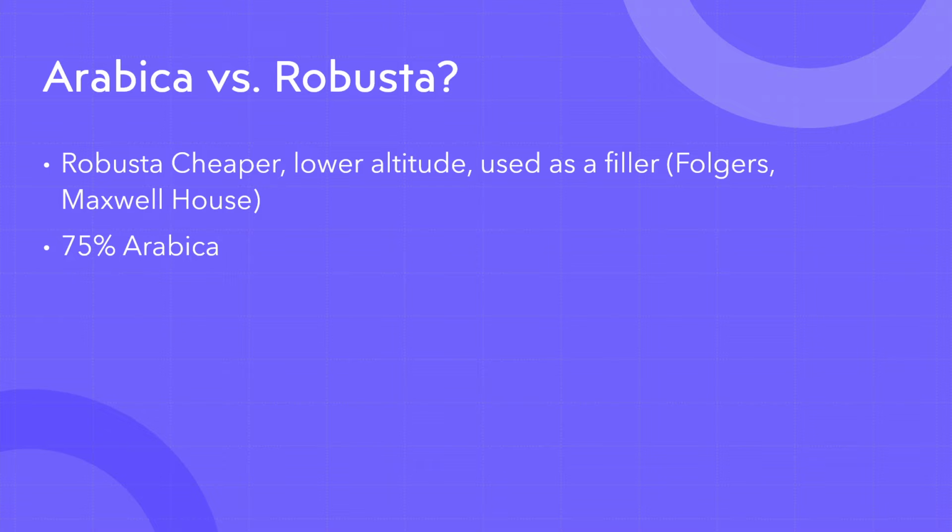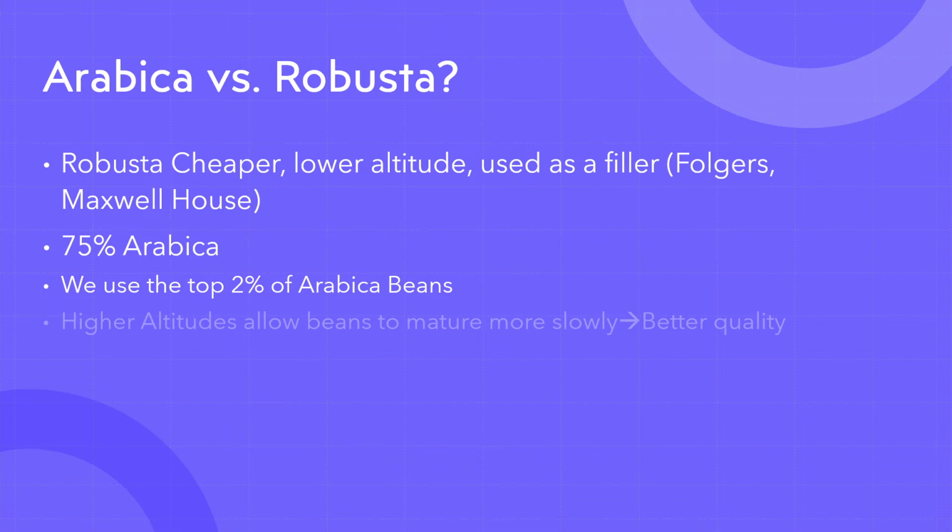Not the best. So we'll use 100% Arabica beans. And not only do we use 100% Arabica beans, we use the top 2% of Arabica beans. And you see the 75%, 75% of the beans used in the world are Arabica. We use 100% Arabica beans. The higher altitude the bean is grown at, it allows the bean to mature more slowly, gives it better quality, gives it more flavor. That's what we're after.